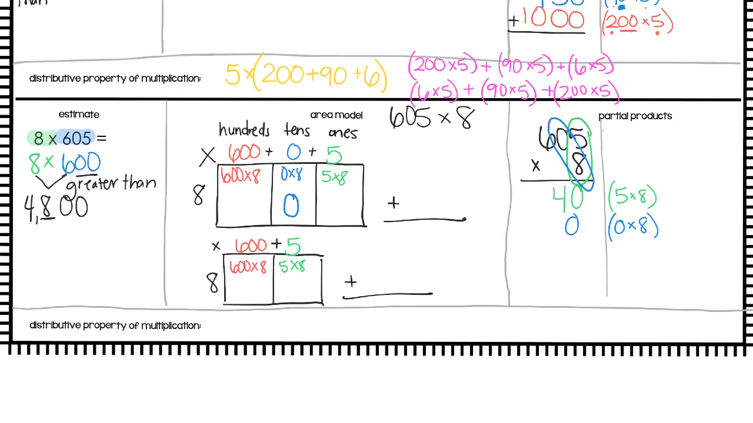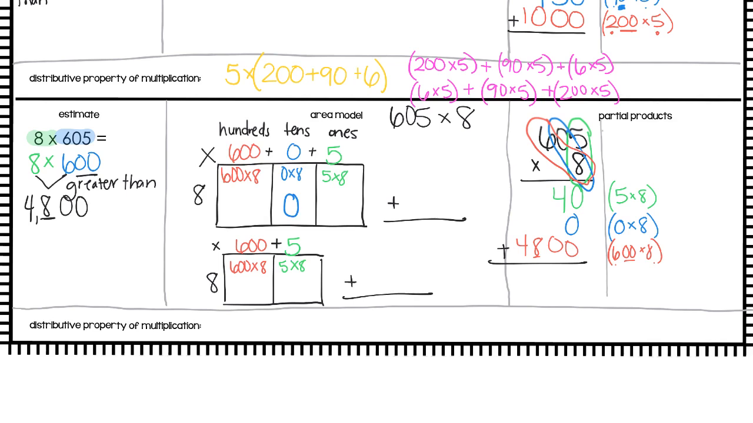Then we are multiplying our hundreds, 6 hundreds times 8. It's not 6 times 8, but the 6 is in the hundreds place, so we are writing 600 times 8. I see that I have 2 zeros because I know that my answer has to be in the hundreds. So in the hundreds, 6 times 8 is 48. And I'm going to add them up. You should have gotten the same answer here as you got here and here. And it should be a little bit greater than 4,800.